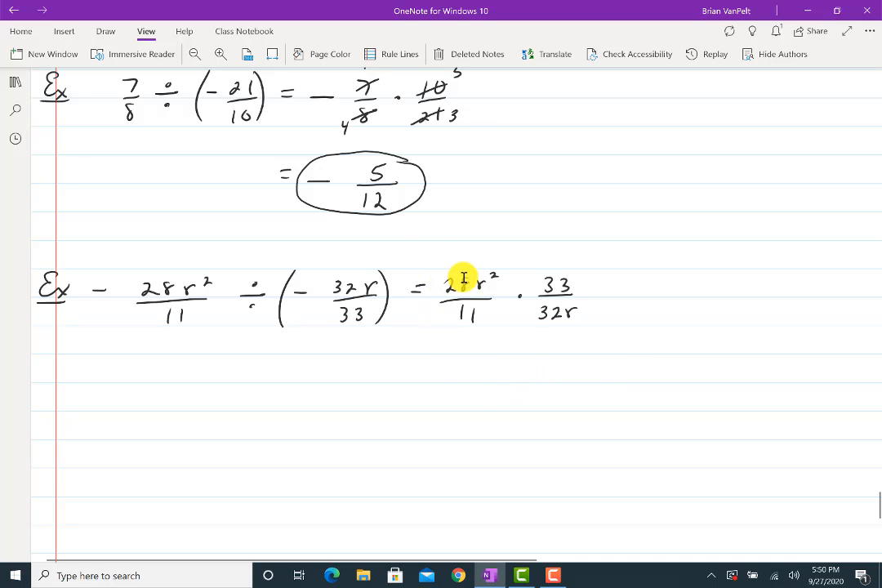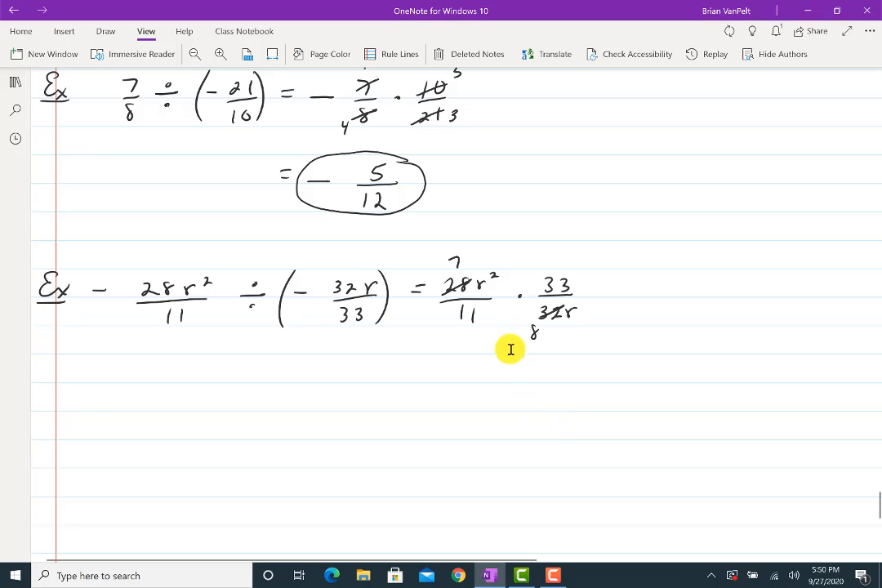Starting with the 28, I can't do anything between the 28 and 11 because 11 doesn't go into 28. However, 32 is a different story. I know that 4 goes into 28 and 4 goes into 32. So I will cancel out a 4 goes into the 28 7 times. 4 goes into 32 8 times.